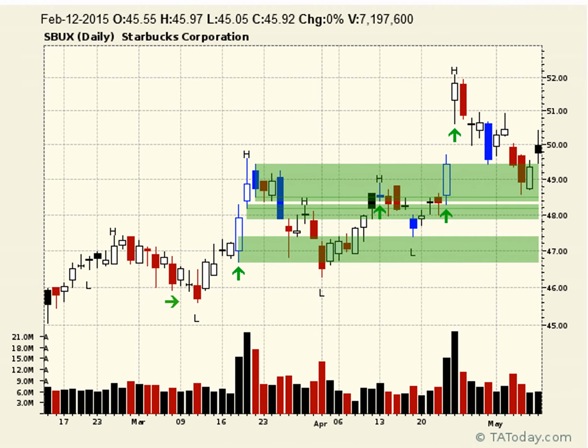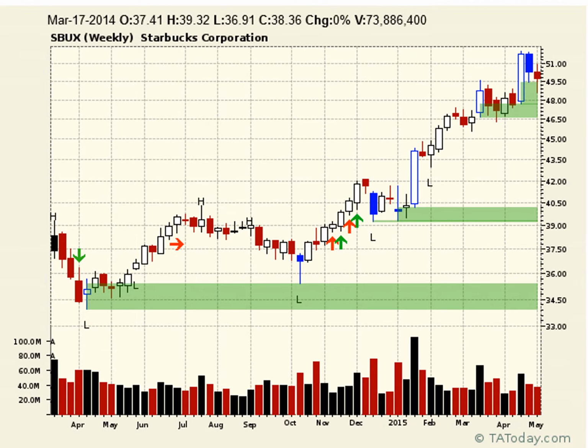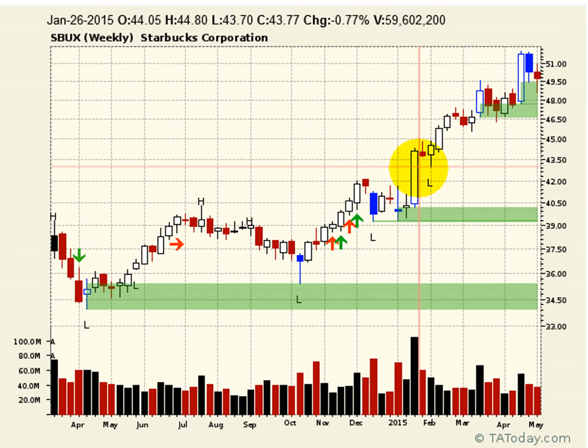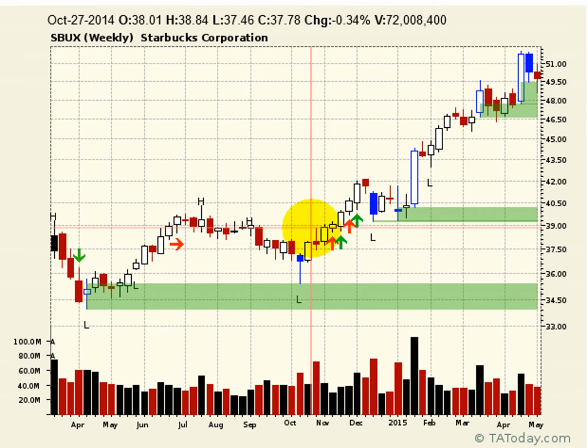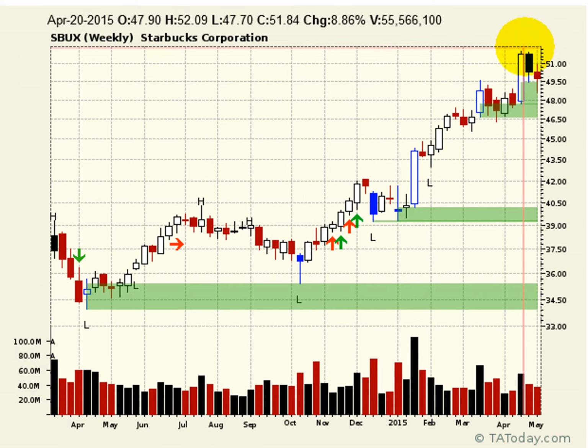Now, when we look at it on a weekly time frame, it's a slightly different picture. It's been bullish for a very long time. This went bullish on a weekly time frame way back in November of 2014. So it's been a long time that this thing has been on an uptrend, and as you can see, it's moved from roughly $40 up to $50.